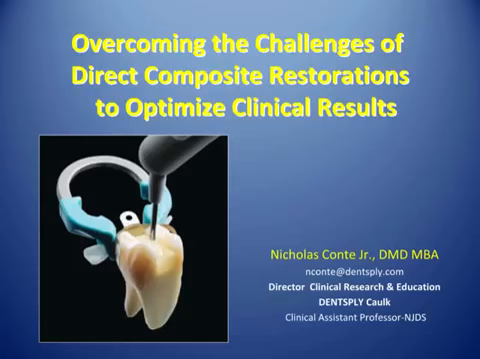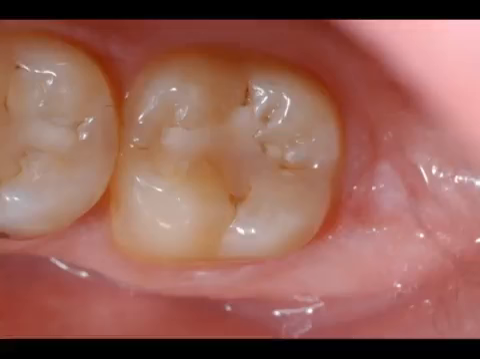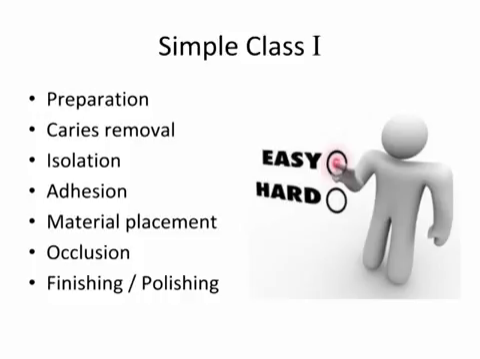So we'll take a look at really overcoming the challenges of direct composite restorations and how we can optimize the clinical results, specifically using our products, hopefully to get to that idealized result. When we start out, we'll take a look at a simple class 1 restoration. If we had a choice in the morning when we walked into an operatory whether we would hit an easy or a hard button, most of us would probably hit the easy button for a class 1.